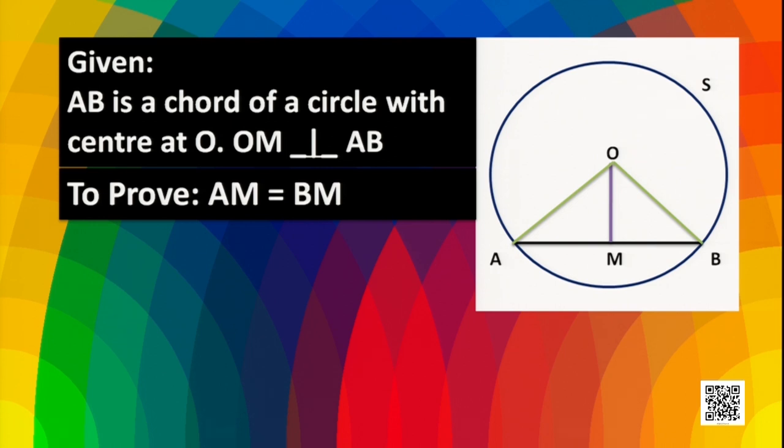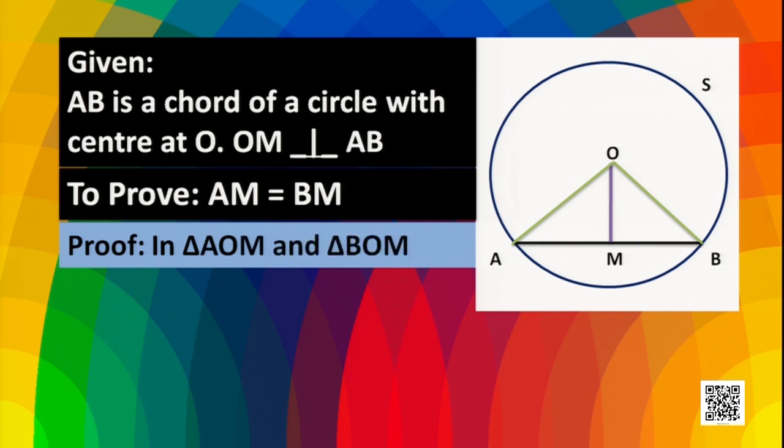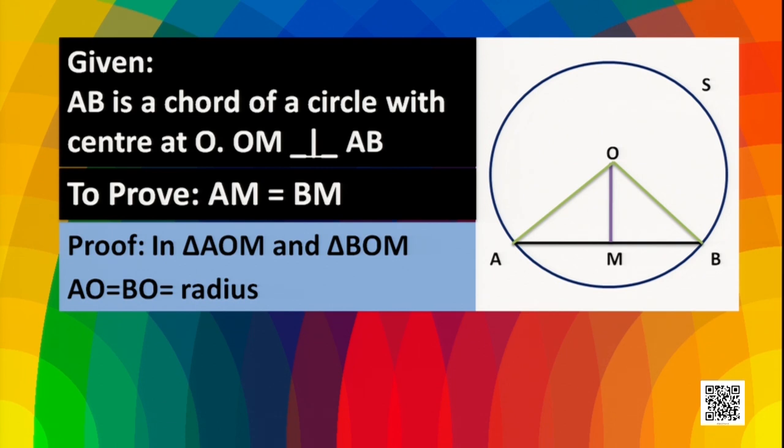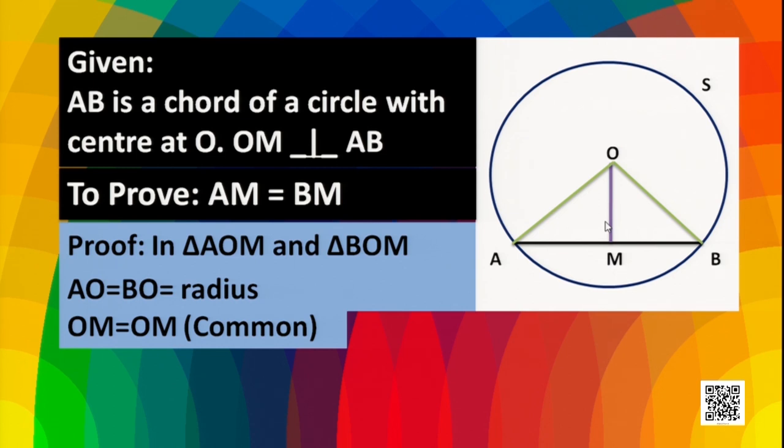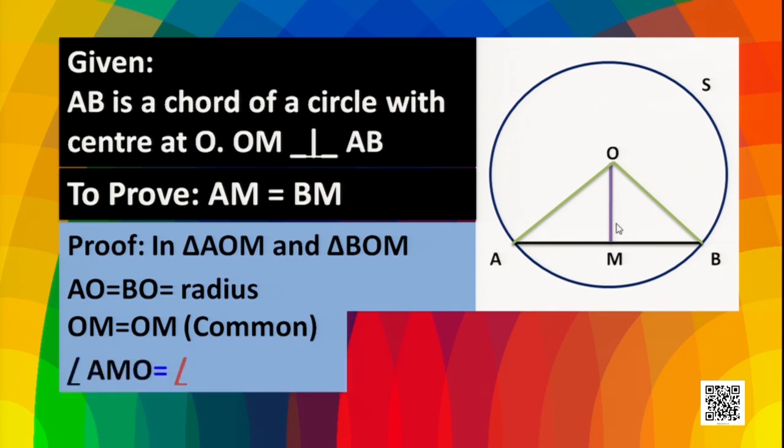As we know, to prove two line segments to be equal, we need two congruent triangles. So what are the congruent triangles here? As we see, here we have two triangles AOM and BOM. What are equal in these two triangles? See, AO and BO are the radii of the same circle, and OM is common to both the triangles, and angle AMO is equal to angle BMO, as OM is perpendicular to AB, so these two angles are 90 degrees.